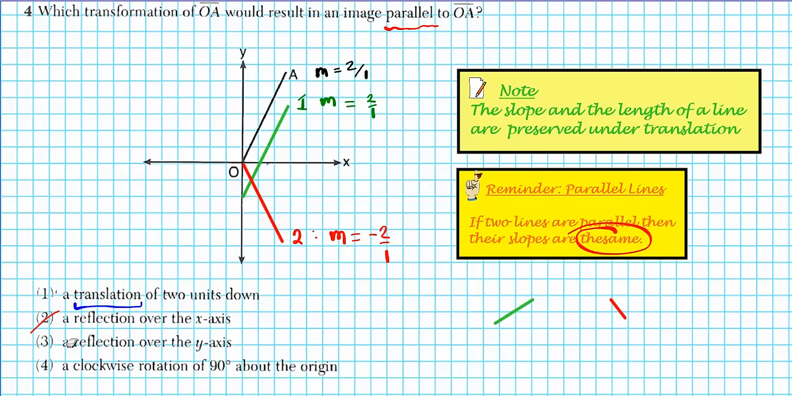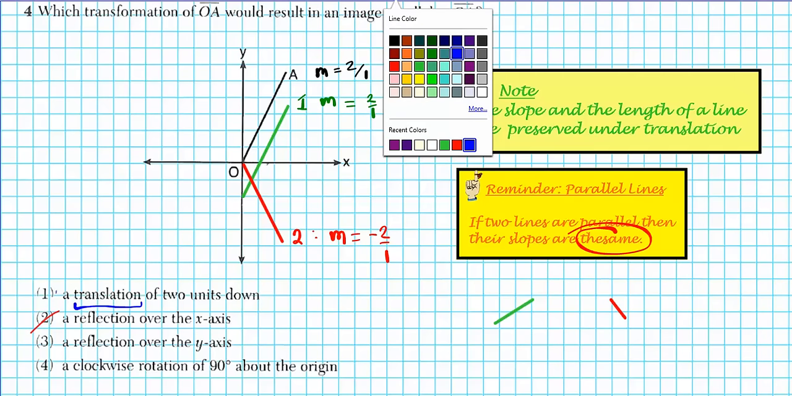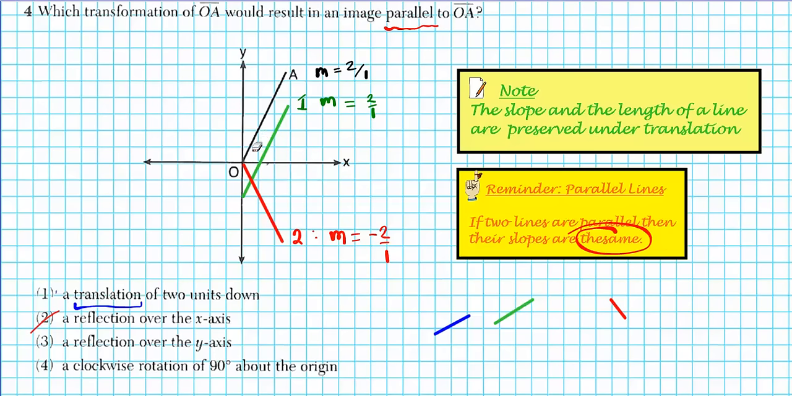How about option 3, reflection over the y-axis? Let's sketch that. Let me show you what that looks like. Some of you might already be able to visualize what that is. So if you reflect about the y-axis, you're going to have 1, 2, and then it goes up a little bit somewhere there. Okay, let's make sure it's correct. Okay, so something like that.